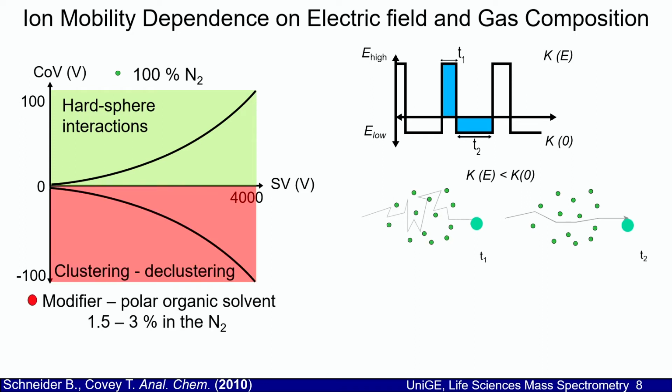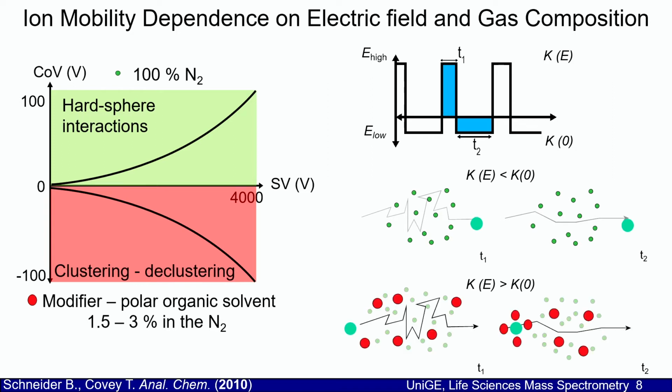Well, DMS allows modifier use, typically a polar organic solvent at a small percentage. And what happens is the opposite. Now the ions drift negative, because the low field now allows ion clustering. And because of the cluster, the ion gets bigger and consequently slower. So that's the basic concept.